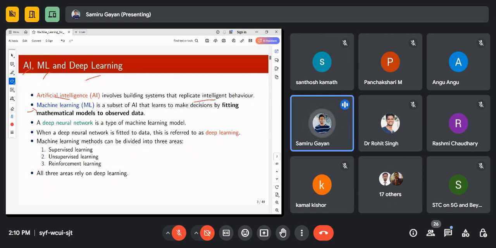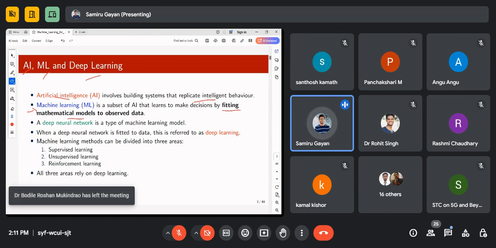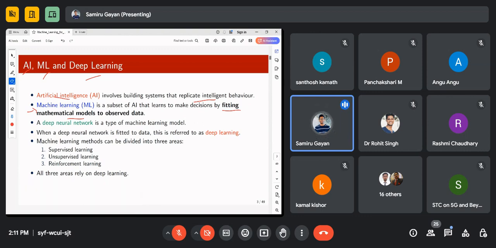It's an AI system, which means it has some intelligent behavior, but in machine learning we bring that intelligent behavior through a method which we call fitting a mathematical model to observed data. So we have a set of data, and we try to match or fit a mathematical model to those observed data. In that sense, you can easily see that artificial intelligence is a bigger set, and inside that we have the subset of machine learning. So we bring the intelligent behavior to a setup using data. That's why data and fitting a model come into the picture in machine learning models.